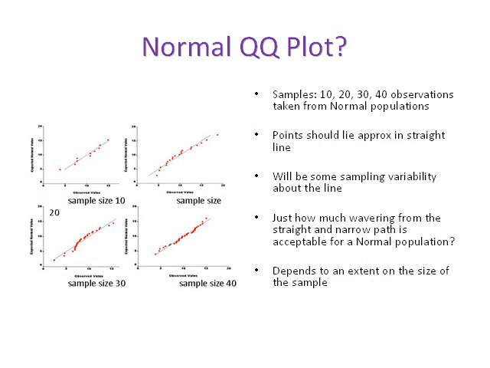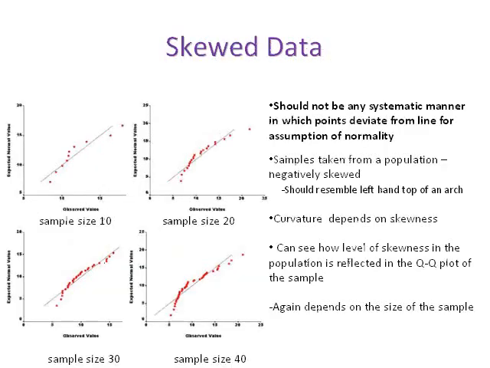But once you've seen a few of these different things, then eventually you start to get a feel for whether or not you should be concerned to investigate further the normality of your sample. So there should not be any systematic manner in which the points deviate from the line.